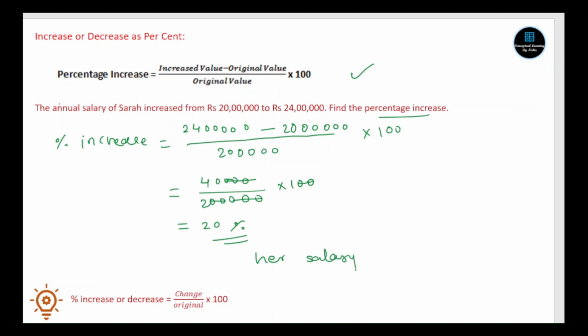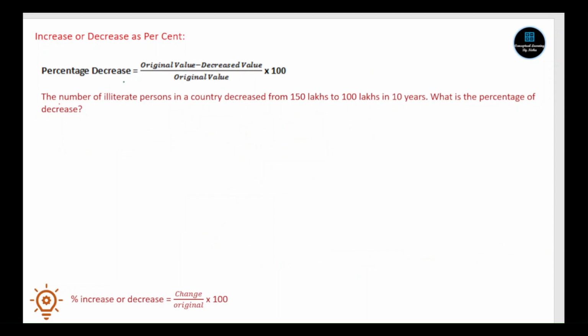You have to write the final answer. Okay. Now percent decrease is nothing but original value minus decreased value upon original value. See, here only the change, okay? While decreasing, you have to subtract the decreased value from the original. For increased percent, you have to subtract the old value from the new value. Alright. Now let's understand this.